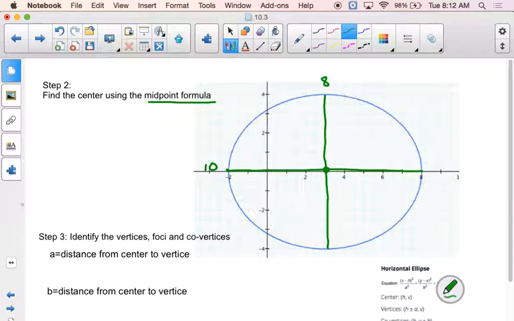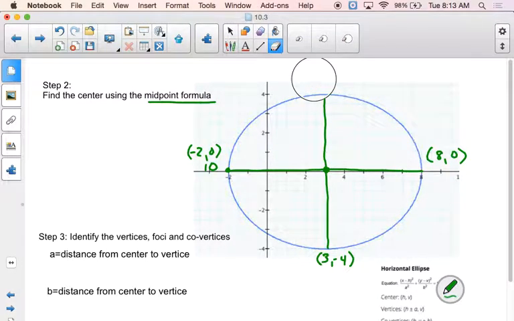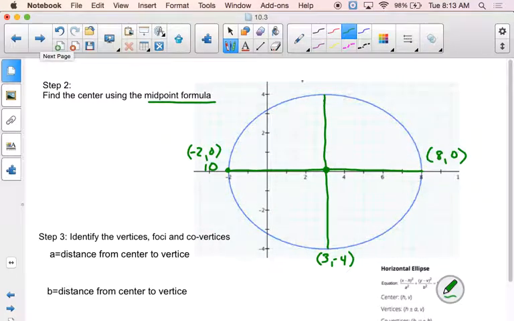I can also use the midpoint formula, taking my ordered pair of -2, 0, and 8, 0. And this one's going to be 3, -4, and 3, +4. Whoops. I don't know why I just wrote it like that. Okay. But I also can just draw the axes, and that gives me a center at 3, 0.